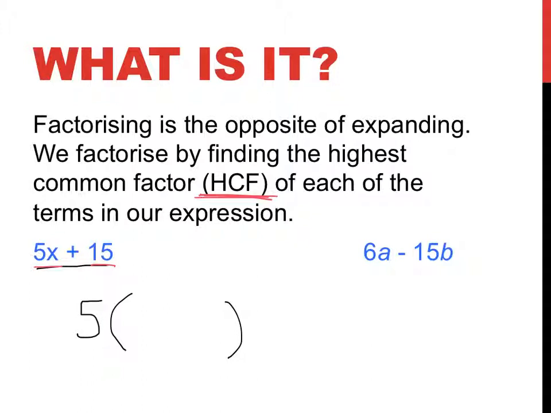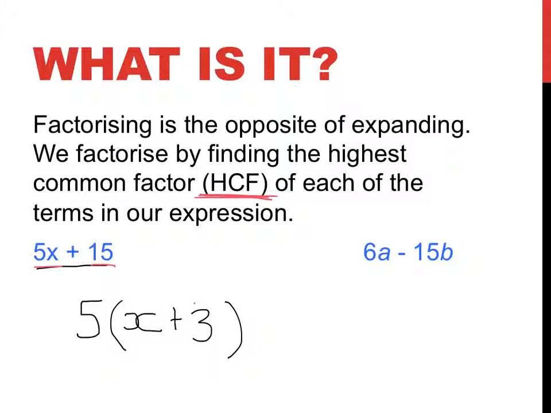Then imagine I'm trying to expand my brackets. What do I have to multiply this 5 by to get an answer of 5x? Well, x. What do I have to multiply 5 by to get an answer of positive 15? Plus 3. So 5x plus 15 factorised or put back into brackets looks like this: 5 brackets x plus 3.